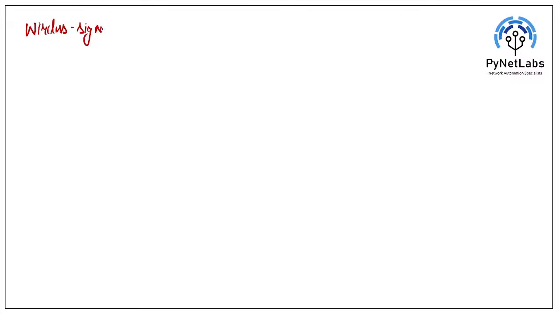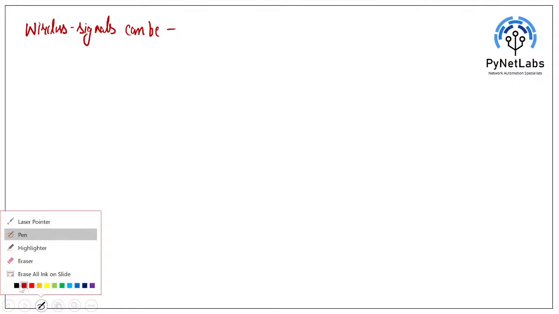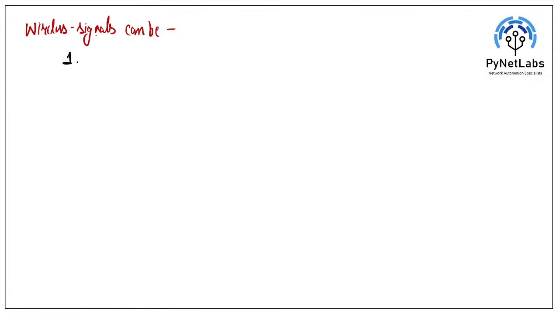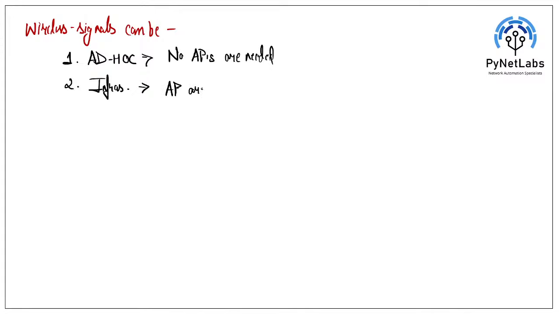wireless signals can be ad hoc, and the second can be in the infrastructure mode. So in the ad hoc mode, no access points are needed. So I'm simply writing no APs are needed here. And when it comes to the infrastructure mode, we need the access points. So access points are needed.